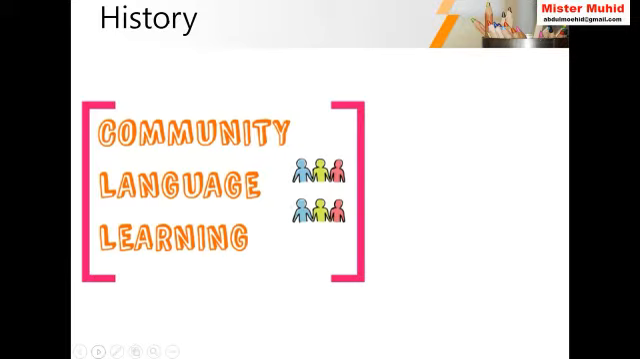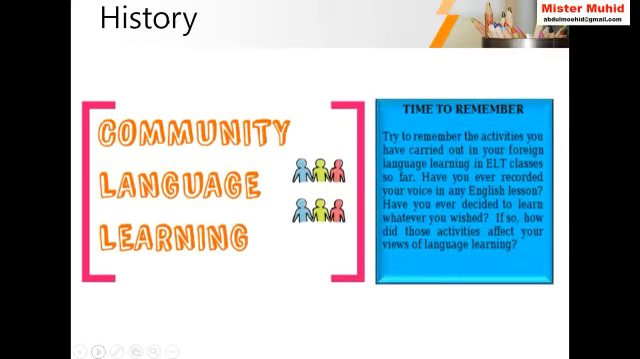Maybe anyone knows about CLL? What is CLL? It stands for Community Language Learning. Have you ever heard about that? Maybe you have never got this material, or you have never read about this. I want to give you the description about this. Let's say community, where people go together. So the underlying word is community.